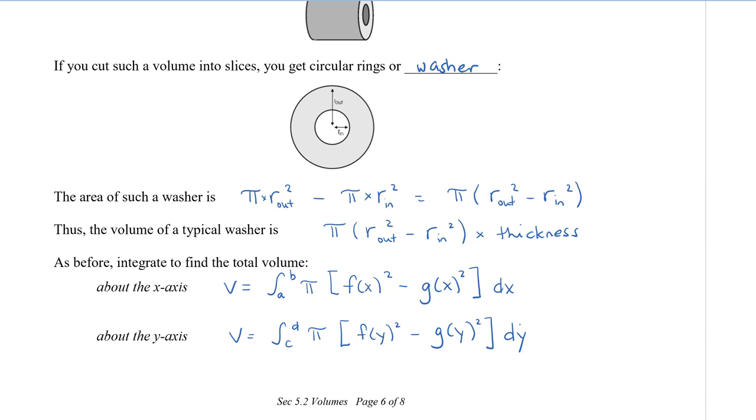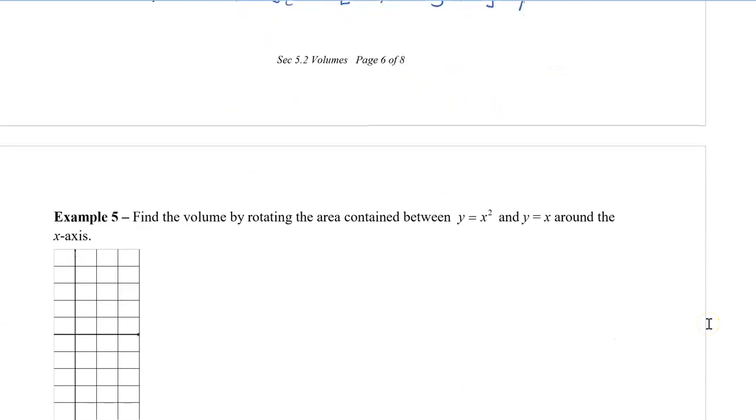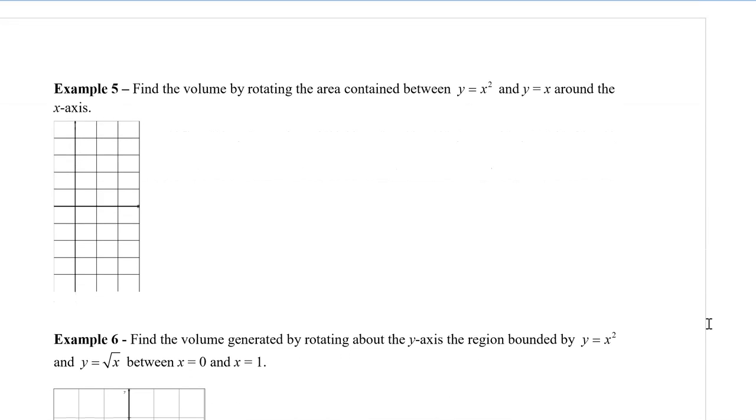So let's take a look at some examples. This first one says to find the volume by rotating the area contained between y equals x squared and y equals x around the x-axis. All right, so let's put a value of 1 here. We're going to enlarge our scale a bit. Okay, so this first picture is a parabola. So we have (0, 0), (1, 1), and then this would be 2, and then 4 way up here. So we know that it's going to curve quite a bit like this. The other function is a line like this.